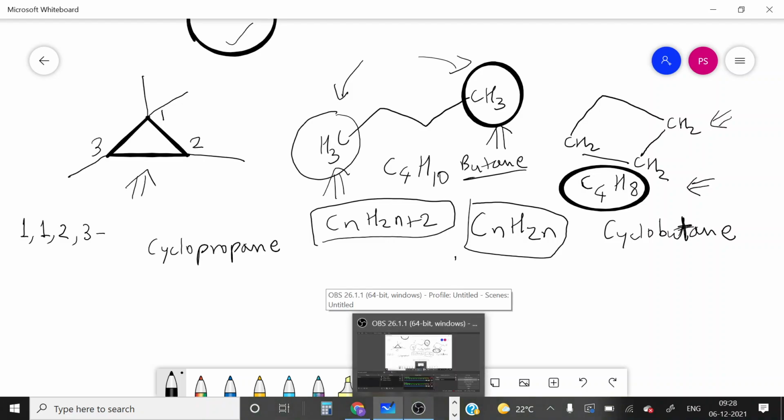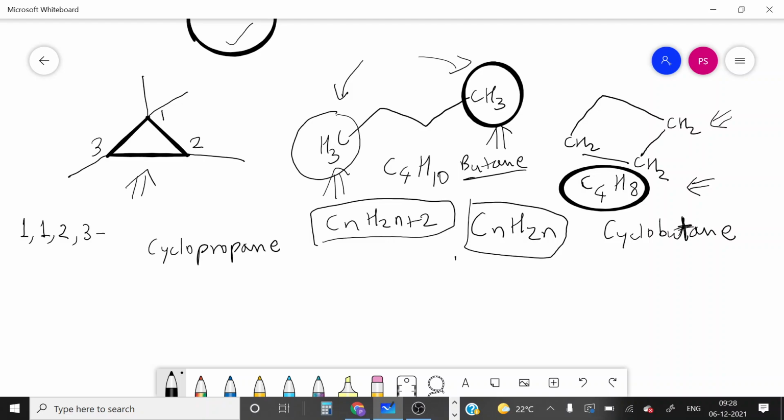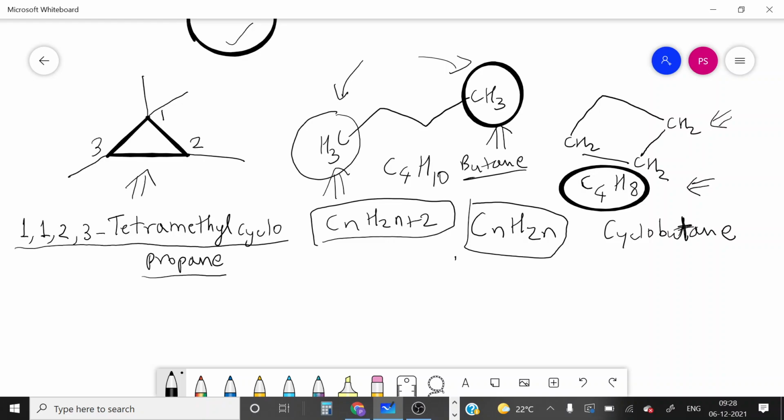Okay, tetra means 4, methyl, and then continue cyclopropane. Remember that no gap is there while writing the name. Okay, so this is a single name with no gap, 1,1,2,3 tetramethyl cyclopropane. Okay, now you tell me how many primary carbons are there, that is methyl carbons.